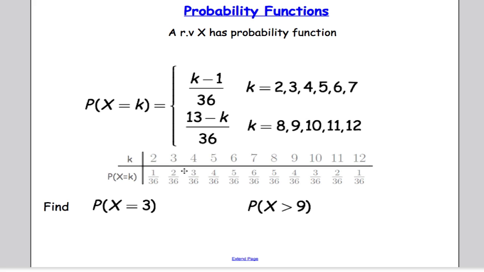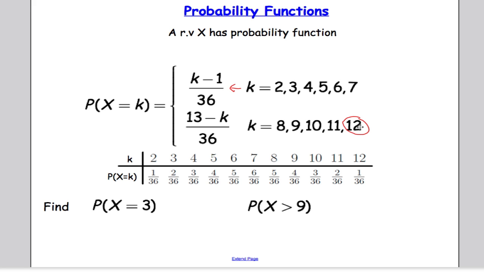So let's just remind ourselves of what that distribution looked like. That was the distribution we worked out earlier on, and let's see how it matches up with this. If I think, what is the probability that we get a 12 when I roll two dice together? What I do is I substitute 12 into my function. When k takes any of these values, it goes into this function.